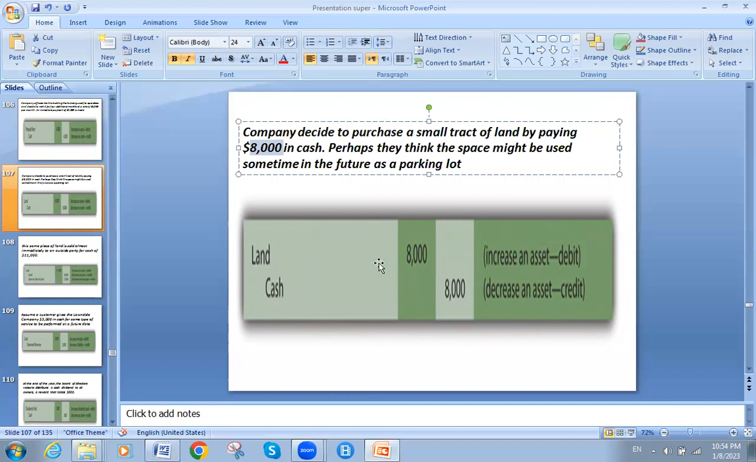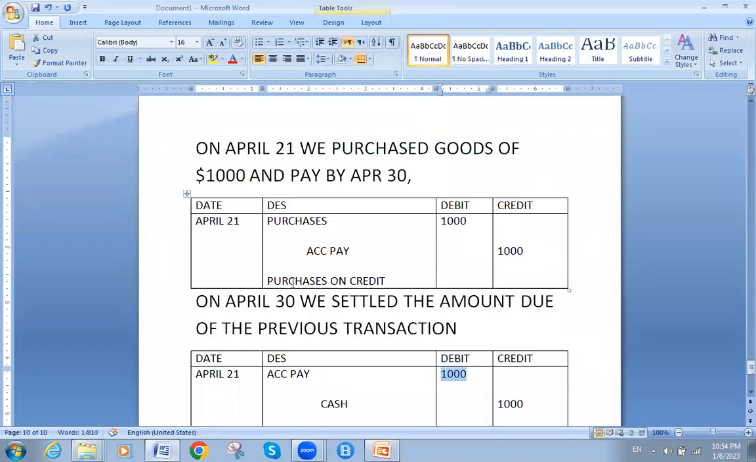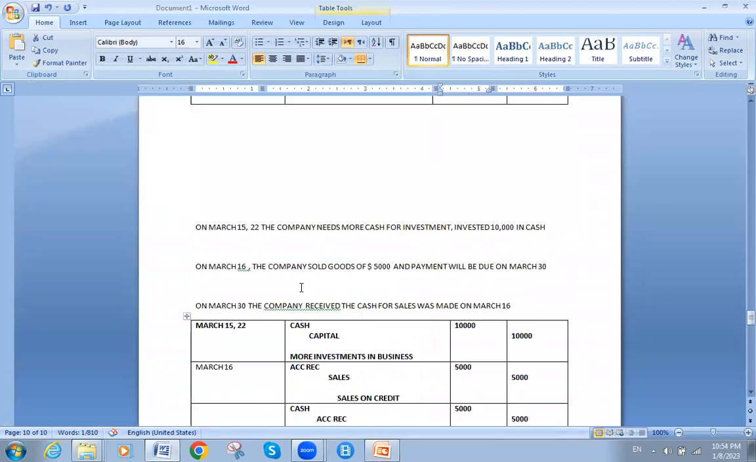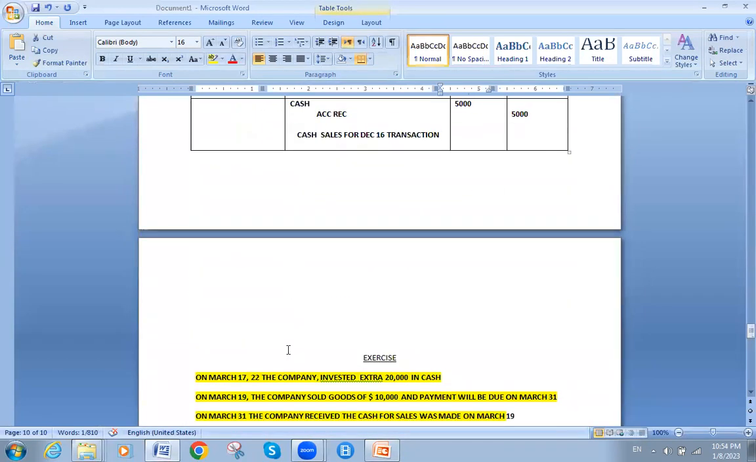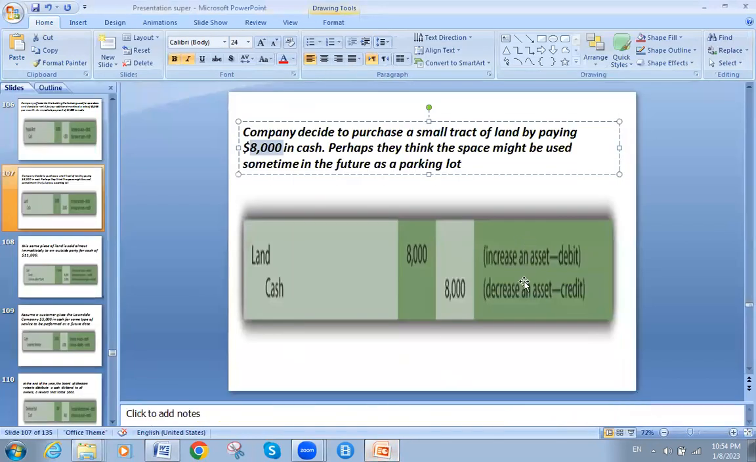Once you bought the land, your land is increased. So this would be a debit of 8,000, because it is an increase in assets. You don't need to write this part, like I showed you when we were doing the present transactions. You do it that way in the assignments, but you don't need to write that this is an increase in an asset, though you understand that it is an increase or decrease in an asset.